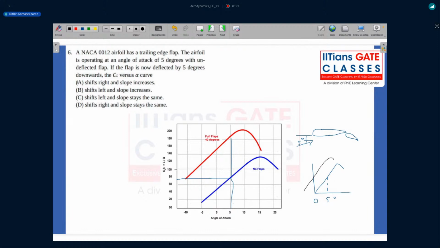So out of the given options, what they're asking is whether the shift is to the right and slope increases, shifts left and slope increases, shifts left and slope remains the same, or shifts right and slope remains the same. So the right option here is option C, where there is a slight shift towards the left, but more importantly, there is a huge shift upwards, which is not there in the options, and the slope stays the same. There's no change in the slope at all while using a flap. So the right option is option C.